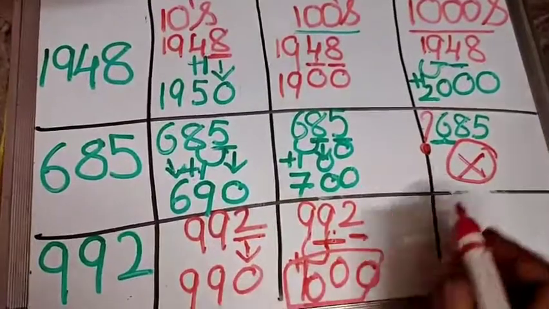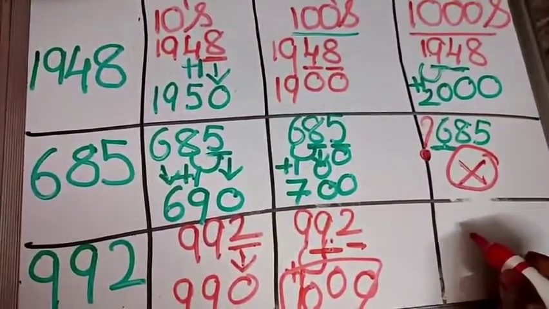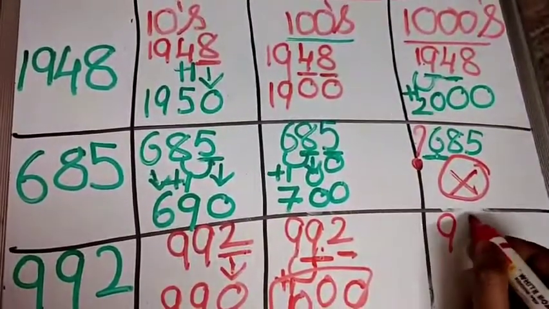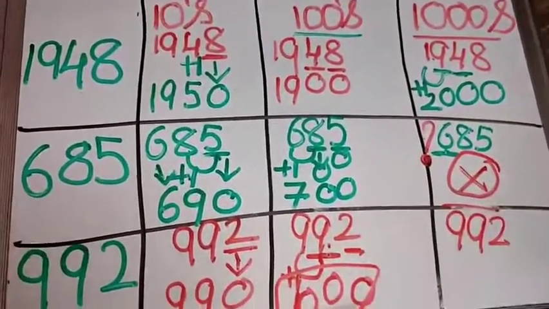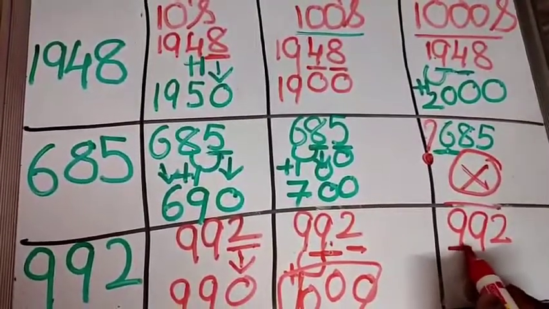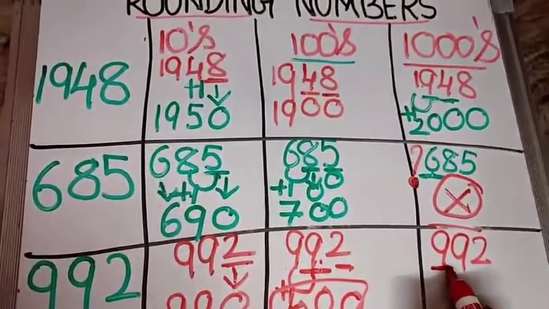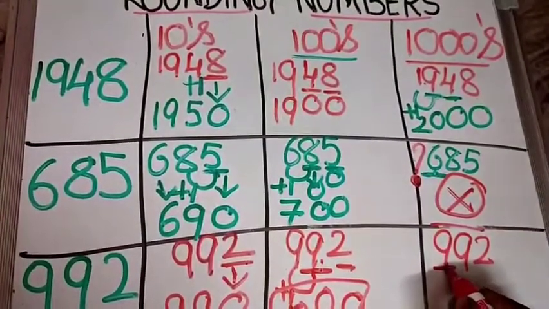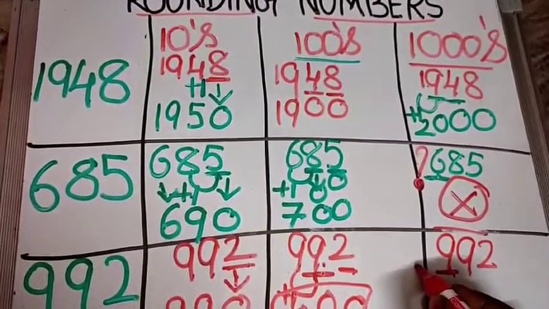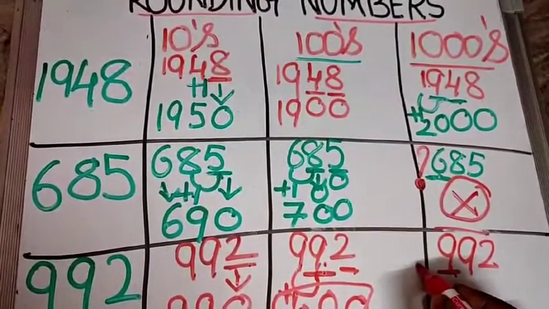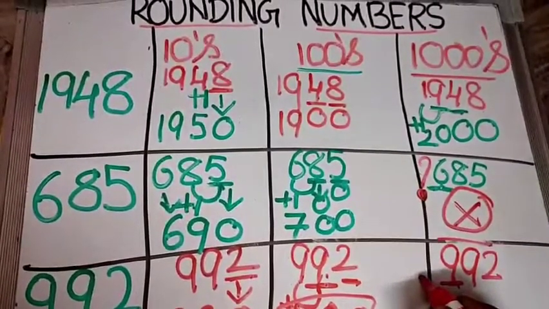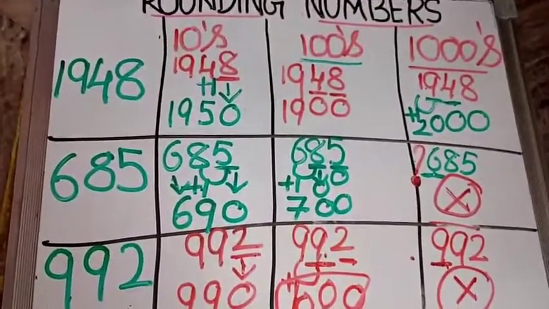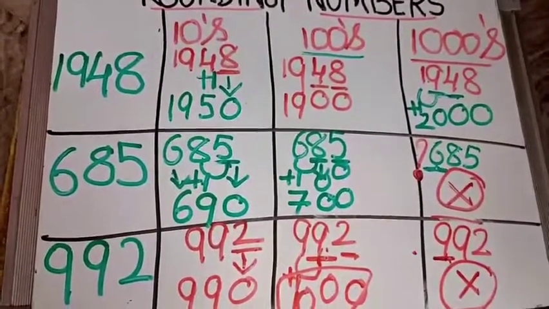Now let us check for 992 whether we can find a rounding number of 992 to nearest thousands or not. So here we are taking 992. So we have to check for the hundreds place digit as we are finding for the nearest thousands. So we have to add plus 1 to the next digit. So do we have any next digit here? No, so we cannot find the nearest thousands for 992.